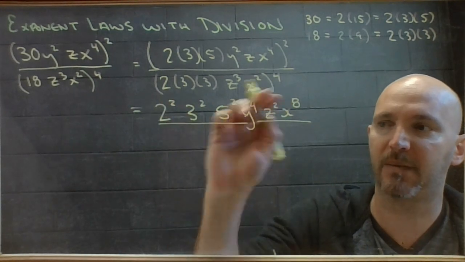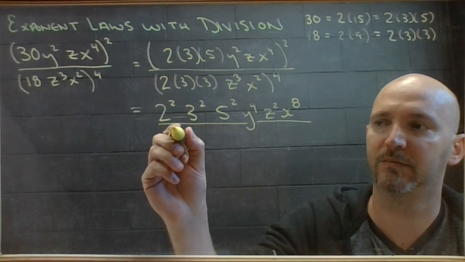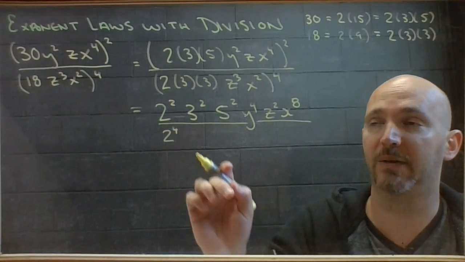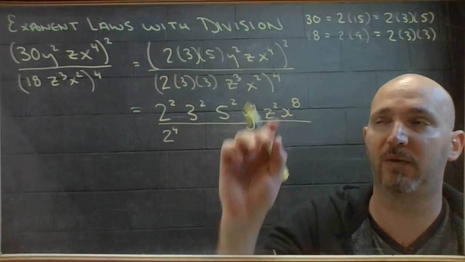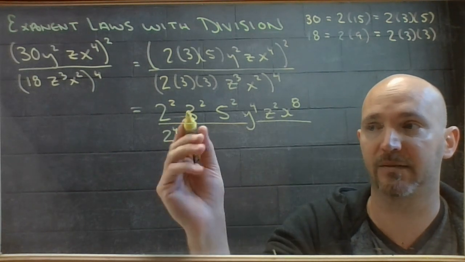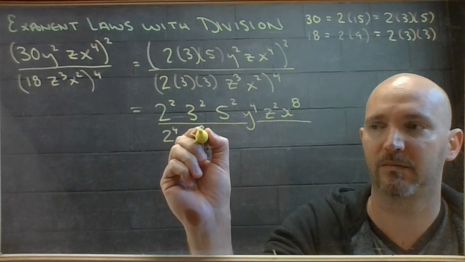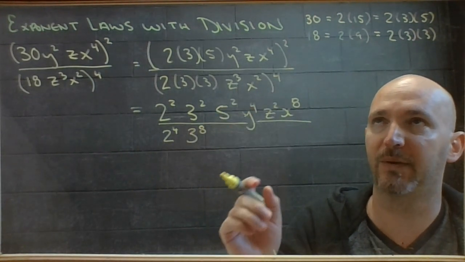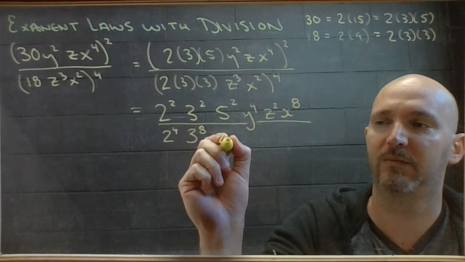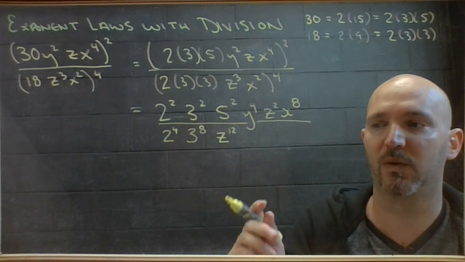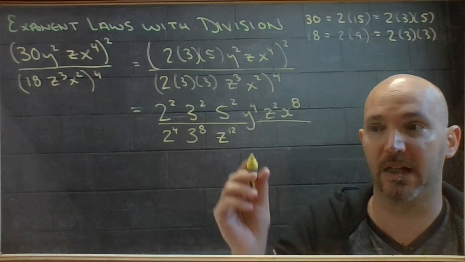I have a 2 to the power 4. I have a 3 times 3, that's a 3 squared. And a 3 squared to the power 4 would be 2 and 2 and 2 and 2, is 3 to the 8. Z cubed to the 4, 3 and 3 and 3 and 3 is 12. And then x squared to the power 4, 2 and 2 and 2 and 2 would be 8.